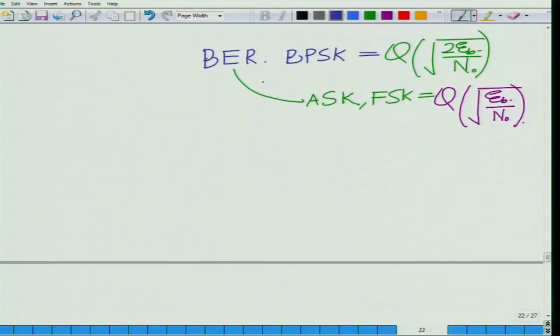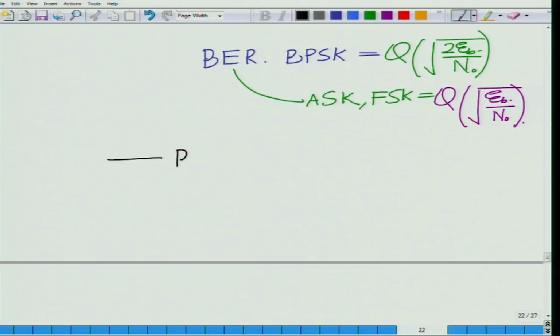And how inefficient are amplitude shift keying and frequency shift keying in comparison to binary phase shift keying? We have seen previously that they are 3 dB worse in comparison to binary phase shift keying. The reason being, you need twice the average bit energy EB to achieve the same bit error rate performance in amplitude shift keying and frequency shift keying as that of BPSK. Okay.